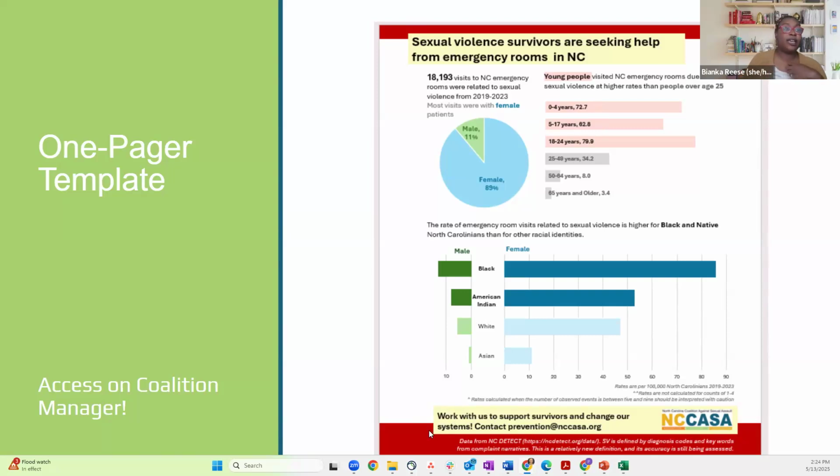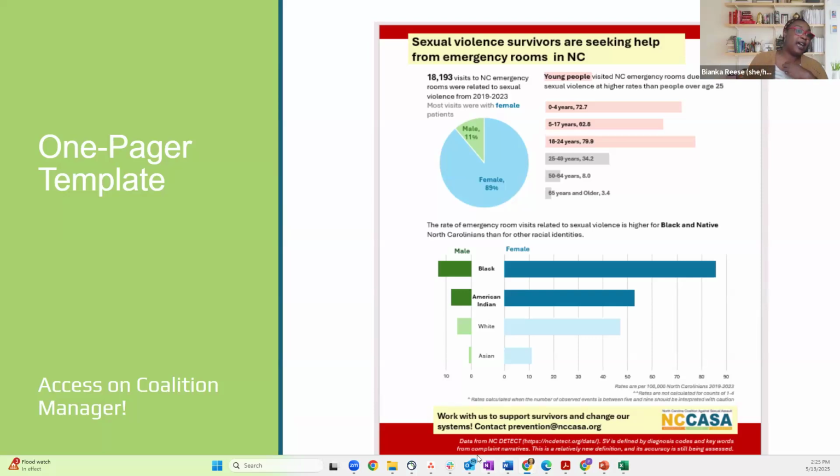The call to action in this case is, if you want to work with us to support survivors and change systems, please contact this information. You can also have a link or QR code to your website or to your services. Always have your logo here, but give somebody something else to do after they review your information. This is a nice, useful handout if you're trying to get buy-in or people to join your task force coalition, giving it to them straight up and easy.